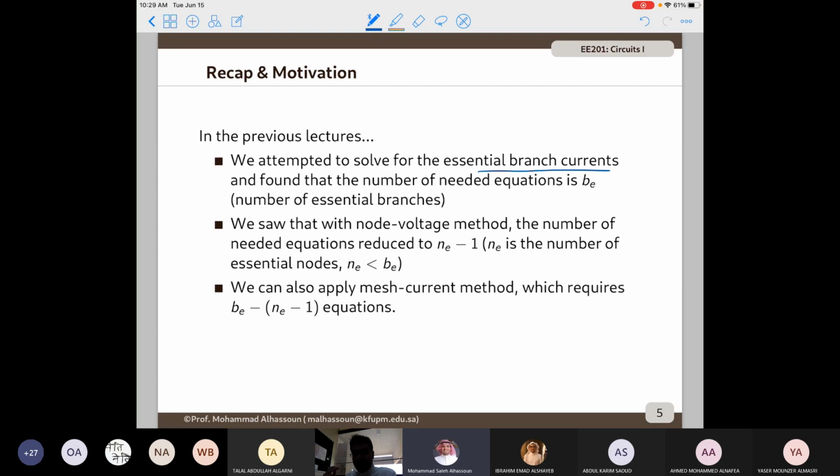So it turns out there are 2 methods. The first one is the node voltage method. In this method, you are introducing a new variable, which are the node voltages. So the essential node voltages.